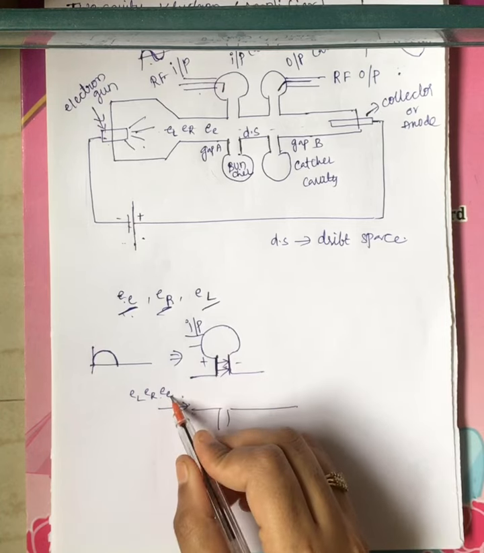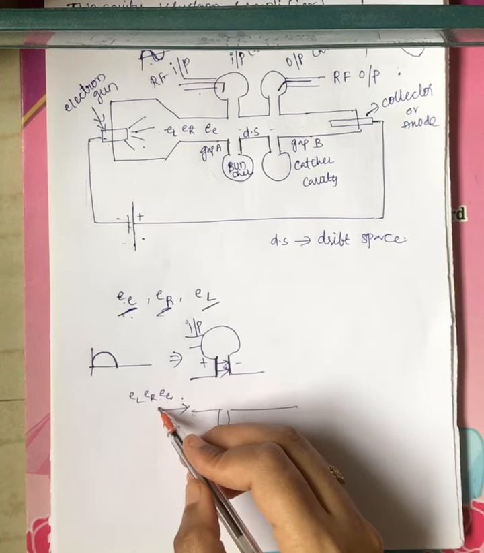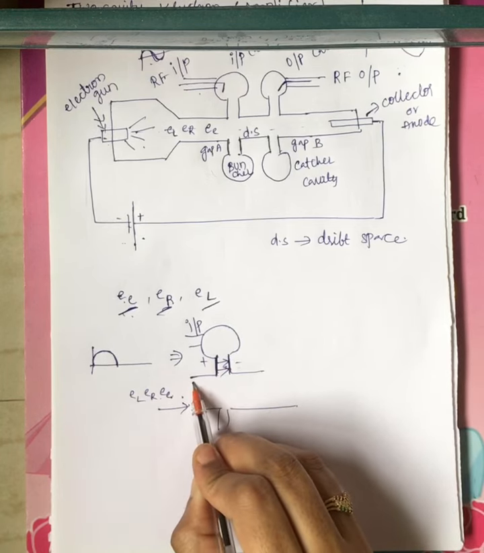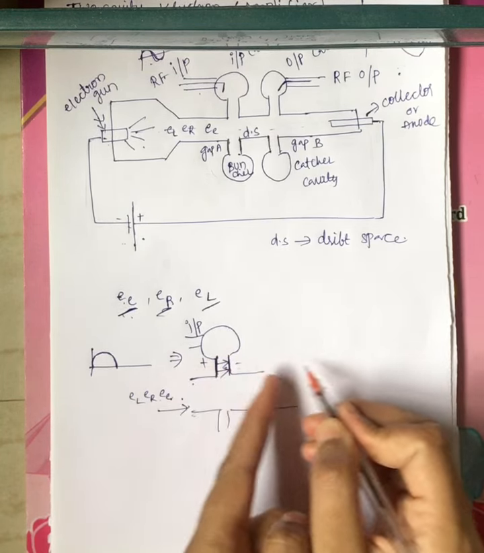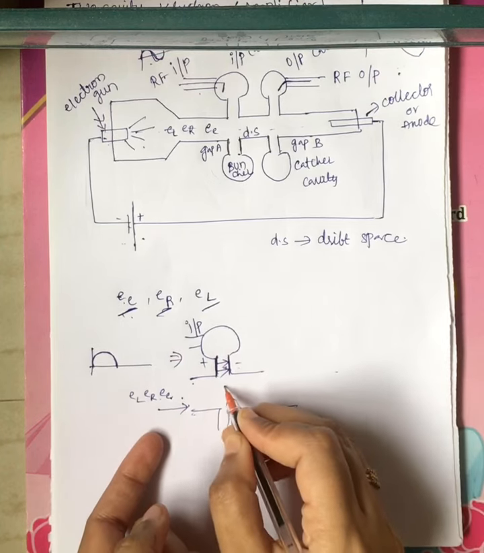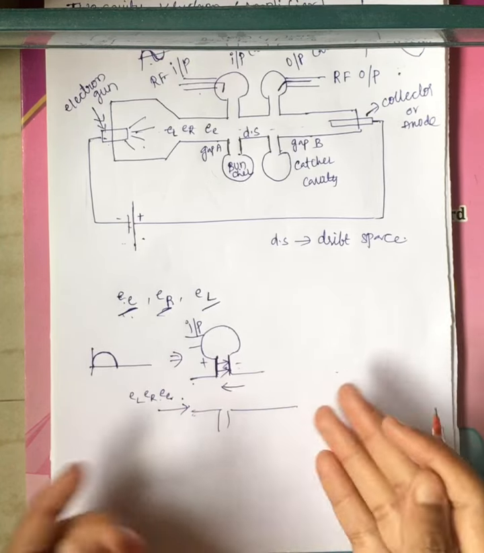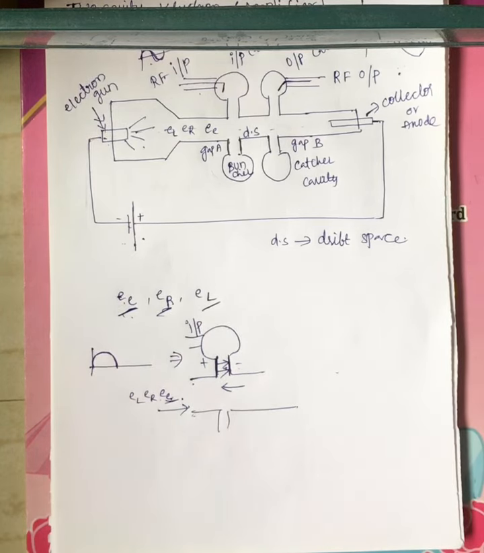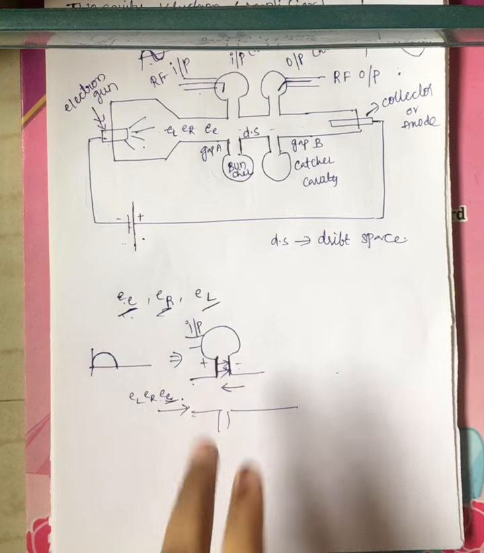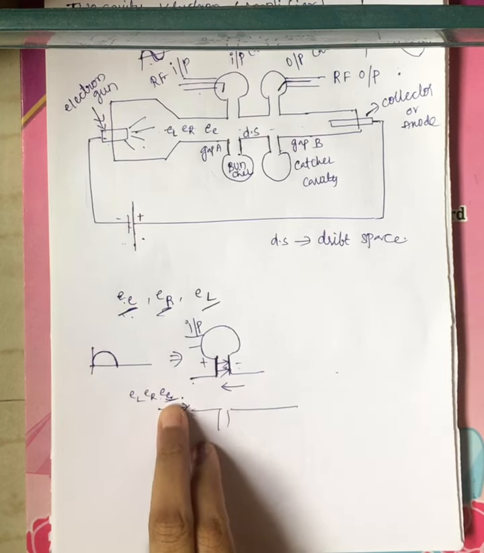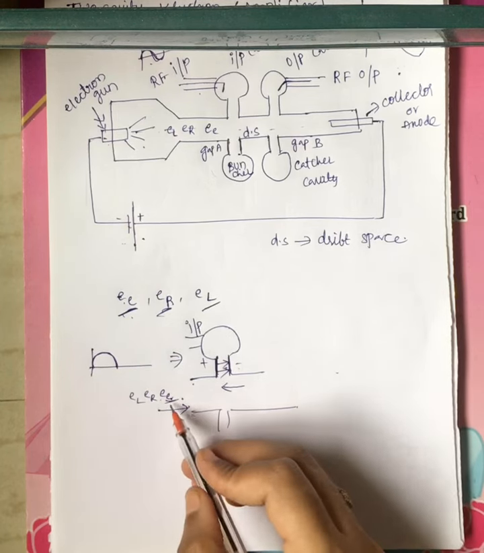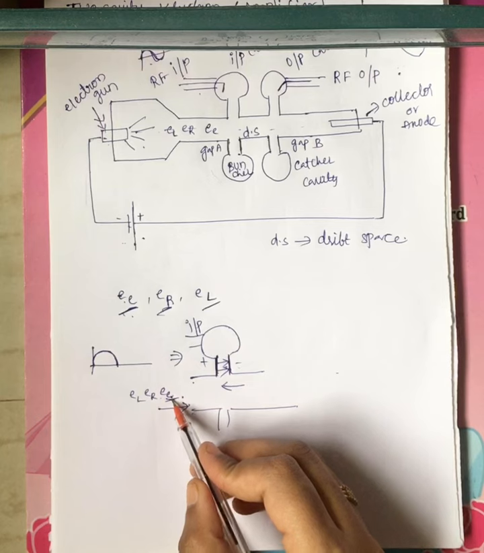Hence the force acting on this electron will be in the opposite direction of the electric field strength, right? The electric field strength is in this direction and the force acting on these electrons will be in the opposite direction. Now the early electron will experience which force? Resistive force, right? Because of this opposite direction, what happens to its velocity? It decreases. The velocity of the early electron decreases.